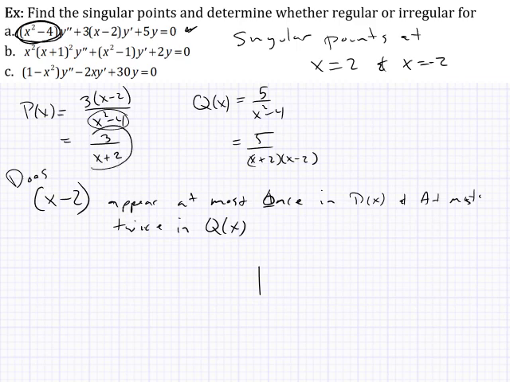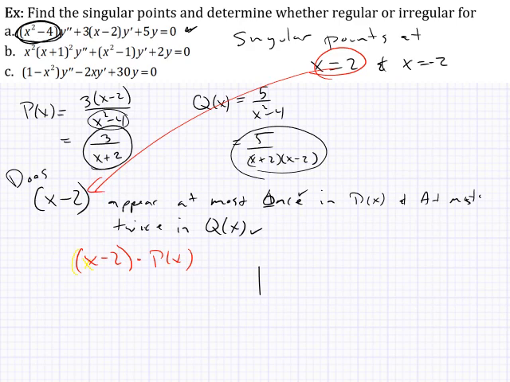Well, it doesn't appear at all in p of x, so yeah, I guess that would be checked off. And it only has it once in q of x, so it's at most twice. Yeah, so it checks off there. Because if I took x minus 2 and I multiply that by p of x, would 2, which is where this came from, still be a value for which p of x is undefined? Would it be what we call a singularity?